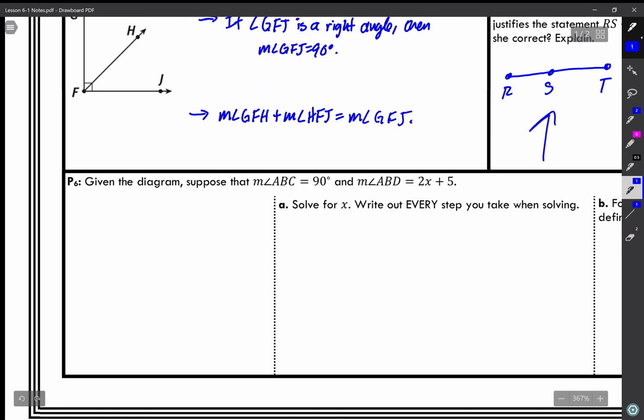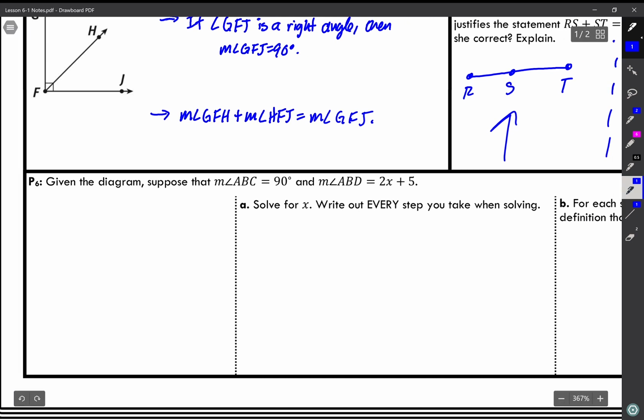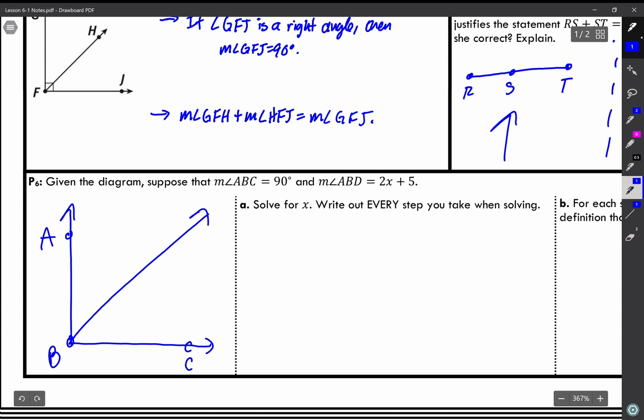And lastly, P6. Given the diagram, which I do not have right here, I will draw it out for you. A, B, C, and this is D. So the measure of angle DBC is equal to x. The measure of angle ABC is 90 degrees, so we got that box right there. The measure of ABD is 2x plus 5, and this one is just x. We're to solve for x, writing out every step you take when solving.